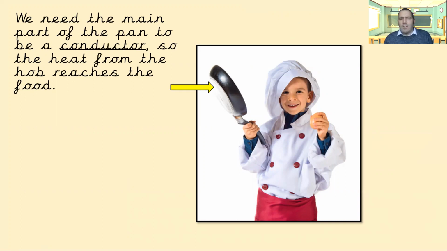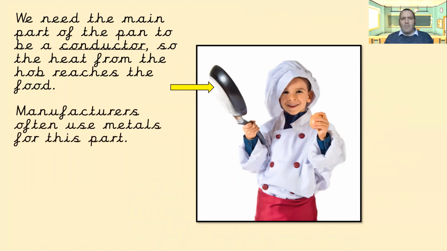So the main part, so that part the arrow is pointing at, is made from a conductive material. So manufacturers often use metal for this part, because it's an excellent conductor of heat, and some of them keep the heat as well.